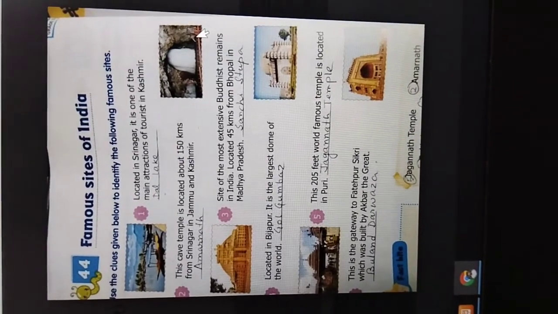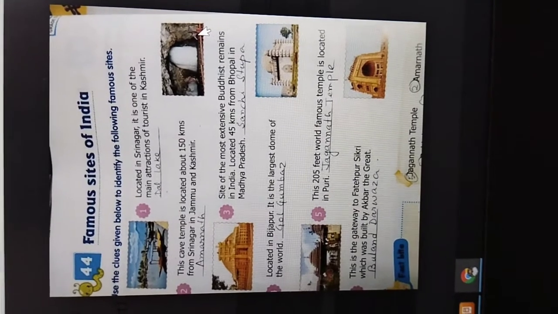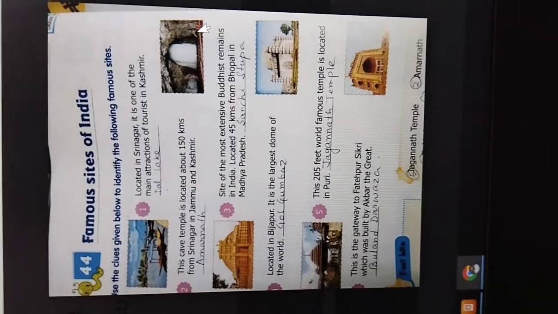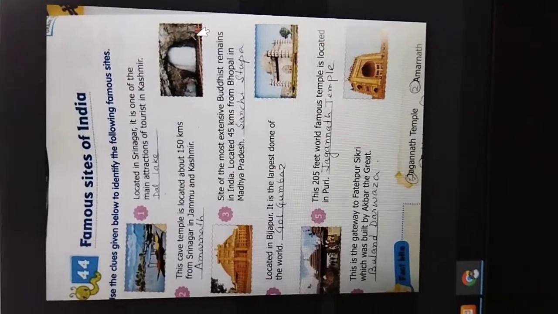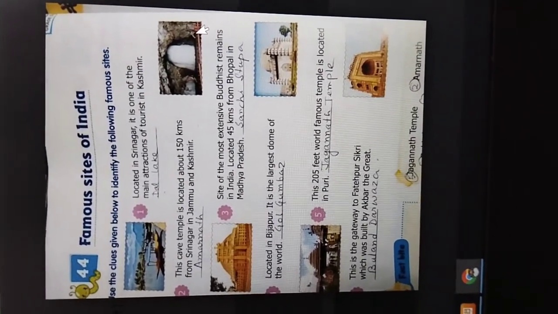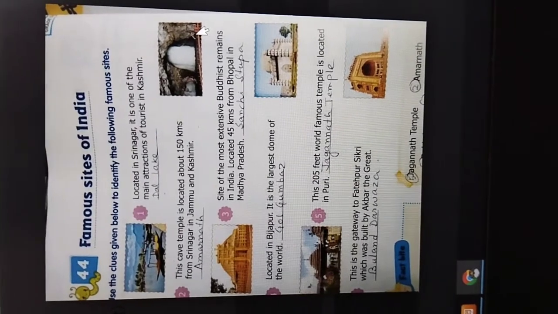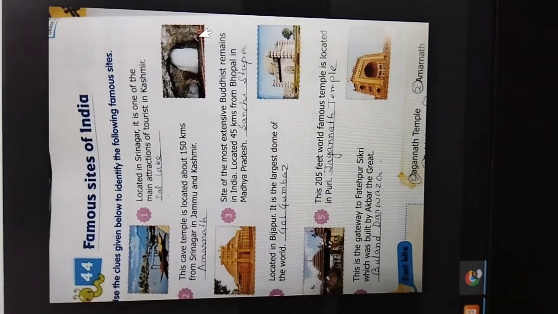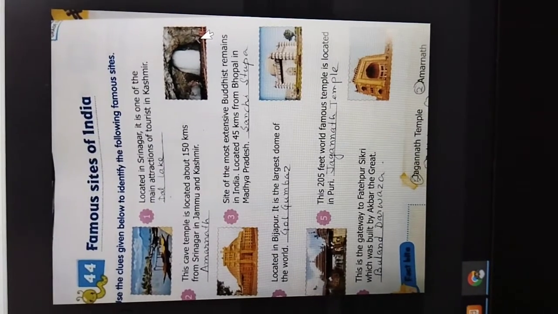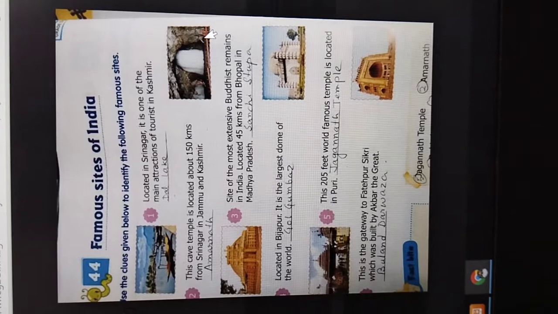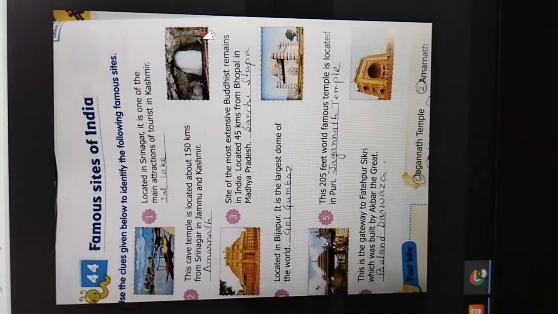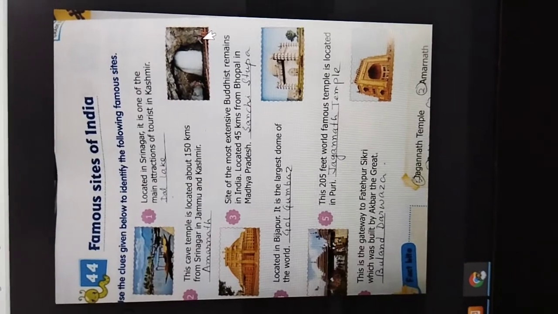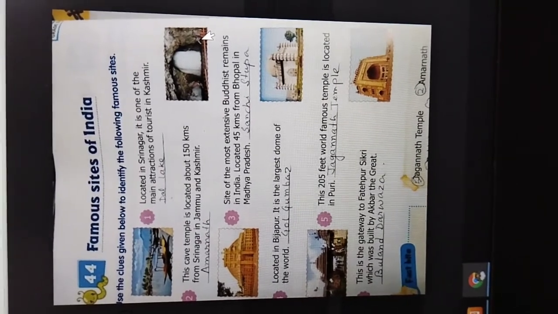Now next, this cave temple is located about 150 kilometers from Srinagar in Jammu and Kashmir. The answer is Amarnath. Number three, site of the most extensive Buddhist remains in India, located 45 kilometers from Bhopal in Madhya Pradesh. The answer is Sanchi Stupa. Next, located in Bijapur, it is the largest dome of the world. The answer is Gol Gumbaz.